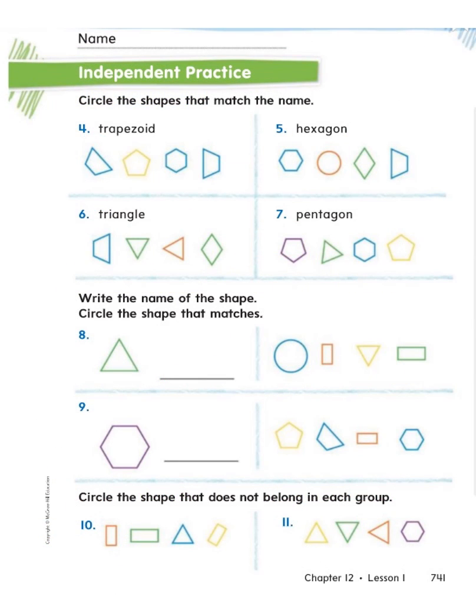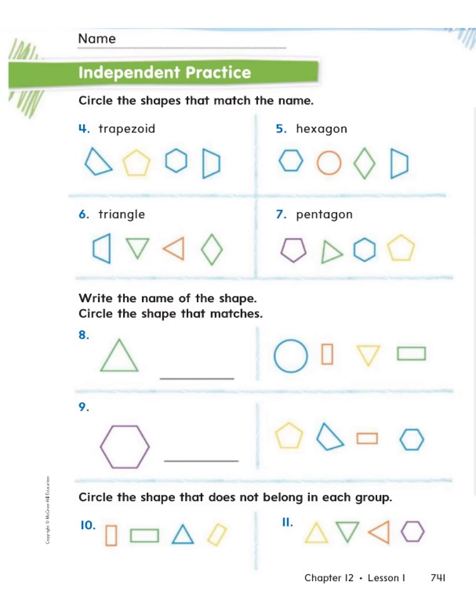For number 4, the word is trapezoid. Do you see any trapezoids in number 4? Number 5 says hexagon. Do you see any hexagons there? Number 6 and 7, triangle and pentagon. Can you draw the ones that you think are these shapes? Pause if you need time. Now let's look at the bottom. Write the name of the shape. Circle the shape that matches.